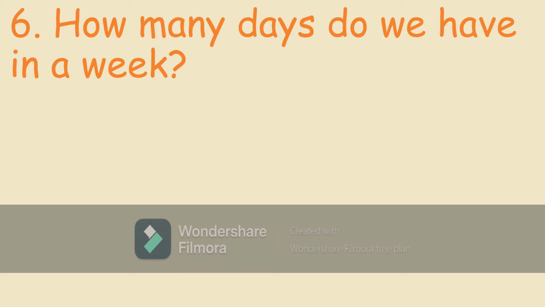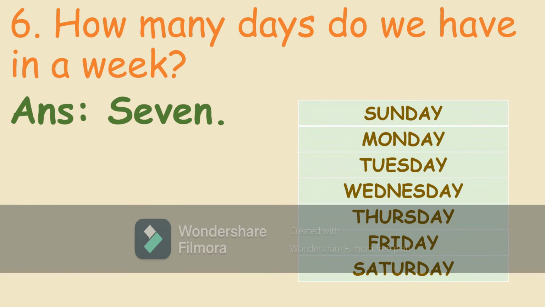How many days do we have in a week? Answer is 7. The days are Sunday, Monday, Tuesday, Wednesday, Thursday, Friday and Saturday. Answer is 7. Question number 7.